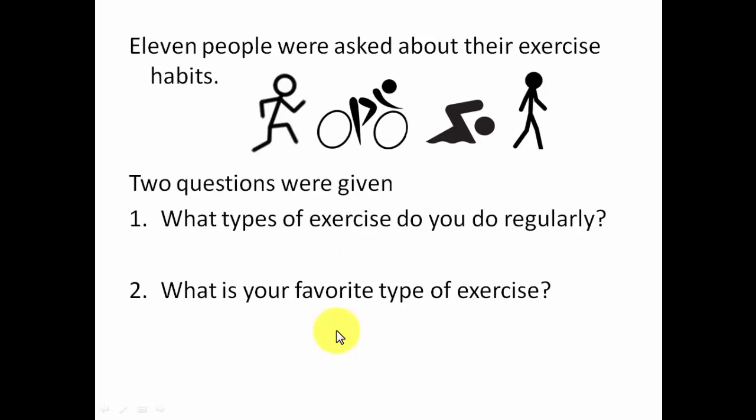So I went ahead and came up with a data set where 11 people were asked about their exercise habits. And they were given two questions. What types of exercise do you do regularly? So they were allowed to answer as many types of exercises as they wanted to for that one. And then the second question was essentially, what is your favorite type of exercise? So they were forced to choose which type of exercise they liked the best.